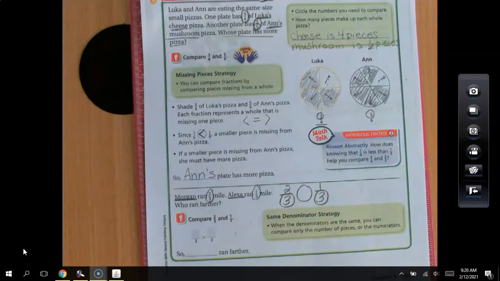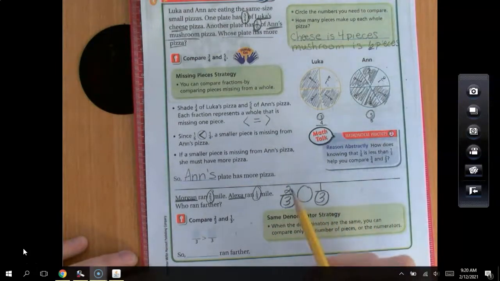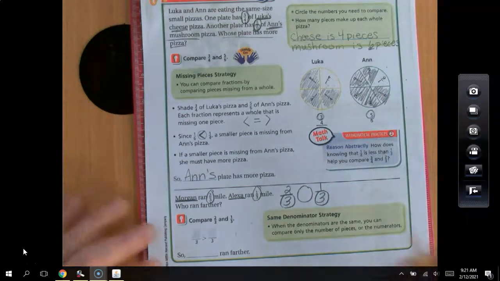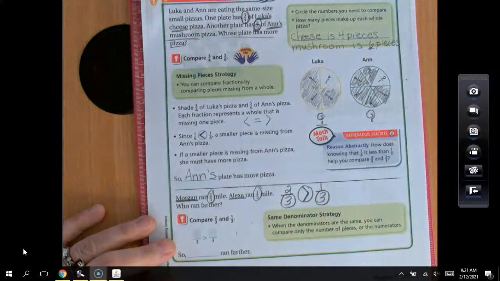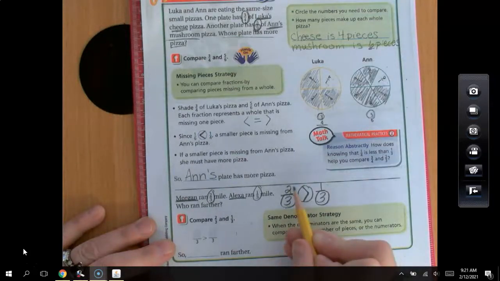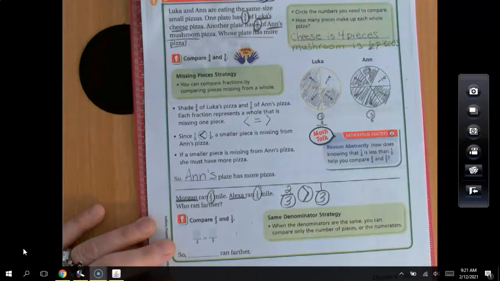Is my 2 bigger or my 1 bigger? If my denominators are the same, I'm just going to ask myself, is the 2 bigger or the 1 bigger? What number is bigger? 2. Very good. So 2/3 is the bigger number. So my alligator is going to eat 2/3. So when I have denominators that are the same, I'm just going to think normal. I'm going to look at my numerators and decide, is 2 or 1 bigger? Well, logically, 2 is bigger than 1.